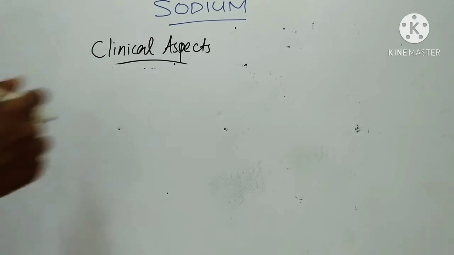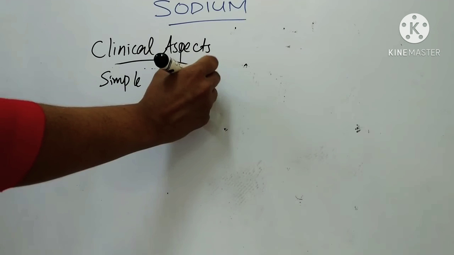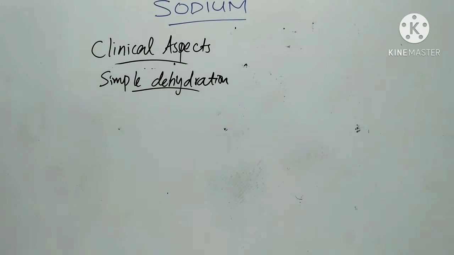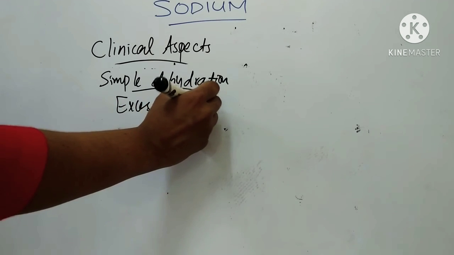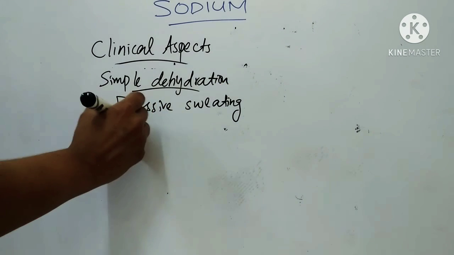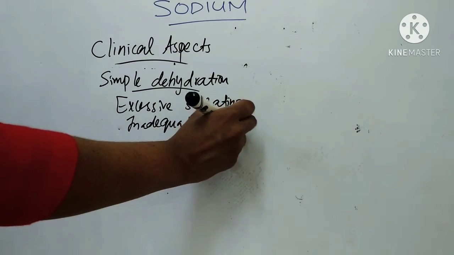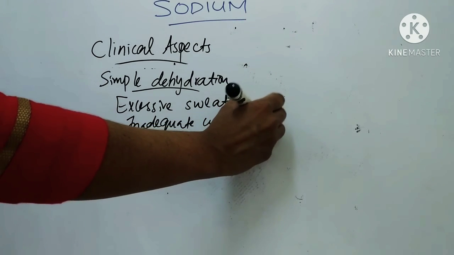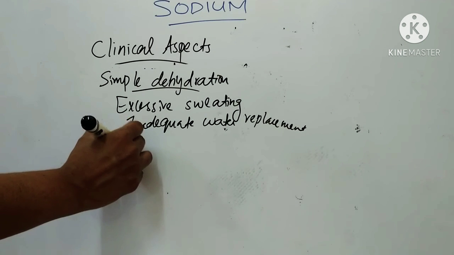First condition is simple dehydration. This occurs as a result of excessive sweating with inadequate water replacement. That is simple dehydration.